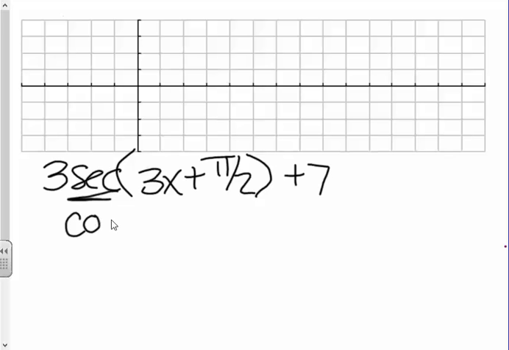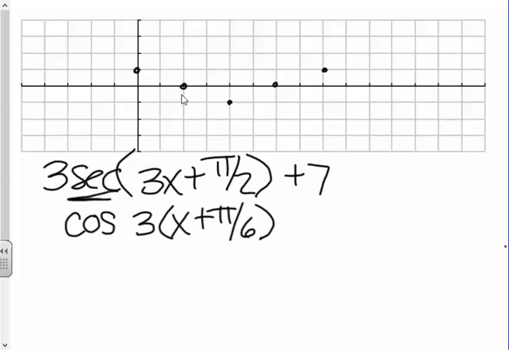All right, so we don't actually want to graph secant. What we want to graph is the one it goes with, which is cosine. And we're going to factor out a 3 here. All right, so we've got our cosine graph. I'm going to use the same scale that I have been using, but just in the interests of clutter, here is pi over 2, pi, 3 pi over 2, and 2 pi.